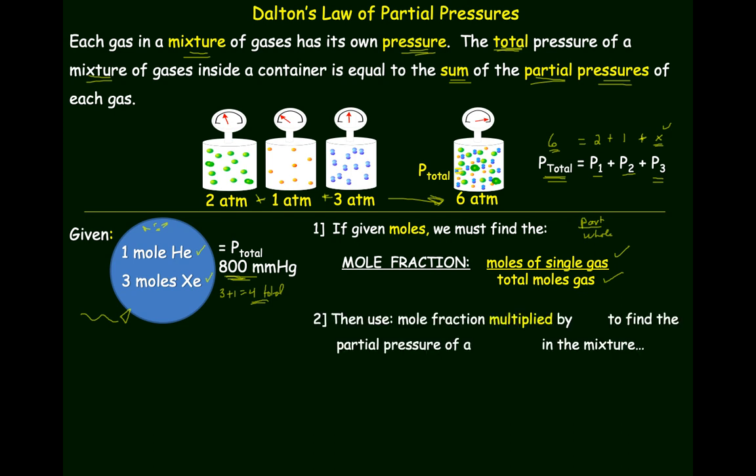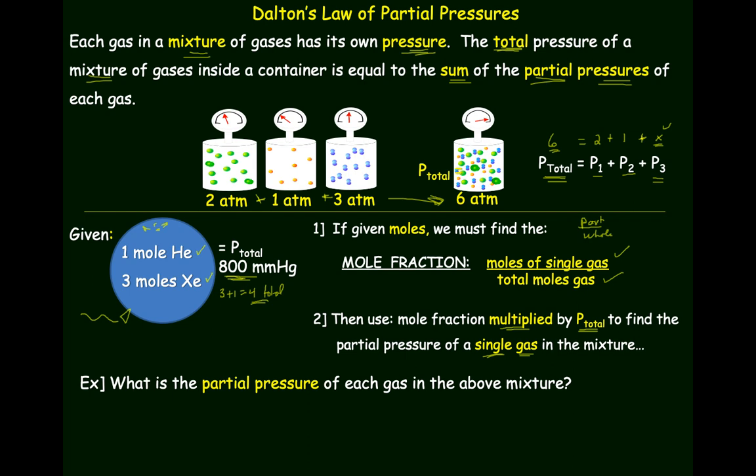So then what we'll do is we'll use that mole fraction, and we're going to multiply it by the total pressure in the balloon or in the tank, and that'll give you the partial pressure of the single gas in the mixture. All right, so it makes sense, right? Because if you think about it, 1 mole of helium is going to produce less pressure in the 800 than 3 moles would be.